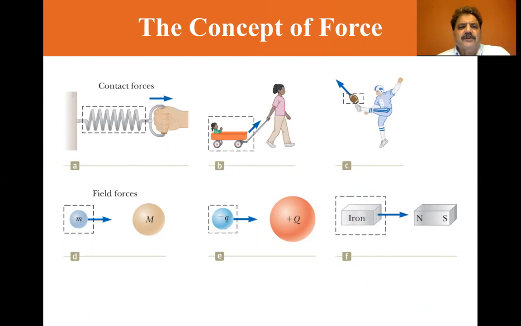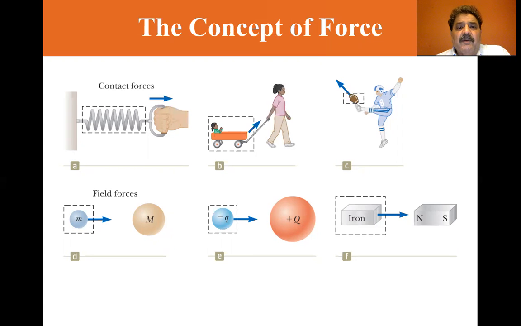So this figure shows 6 different forces. The top 3 are what we call contact forces. A person pulls on a spring, it causes a force. A young lady pulls a wagon, and the wagon accelerates. She's causing a force. A football player kicks a football, and it accelerates upward at an angle. He's applied a force. These are all contact forces.